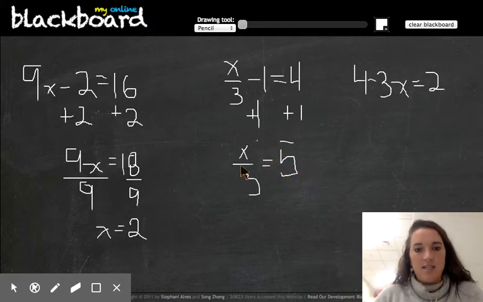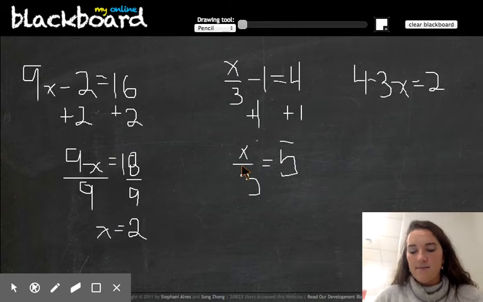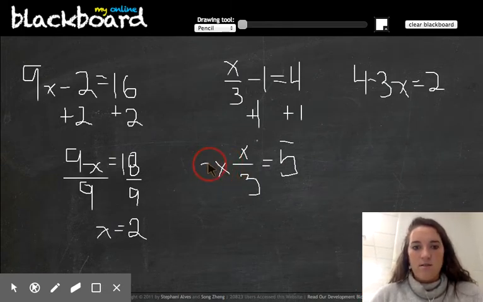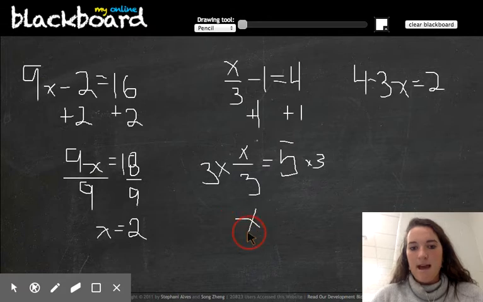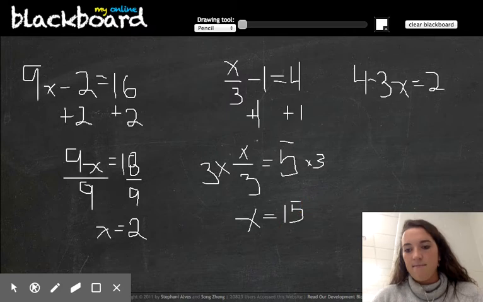What operation is this fraction bar right here? That's division. So how can I undo that division? With multiplication. So now what am I left with? X equals 15. Are we done? Yes, we are, because we have x by itself on one side of the equation.